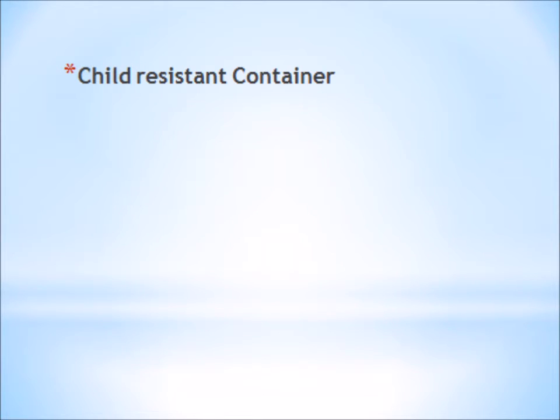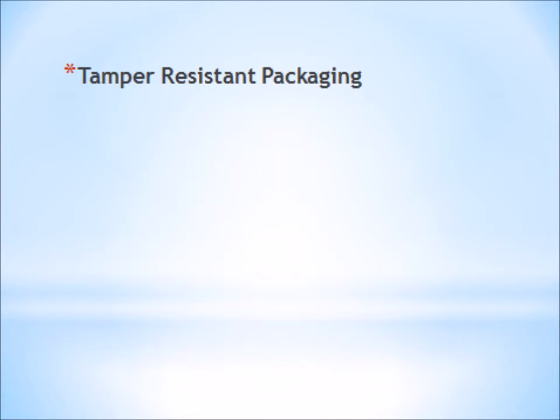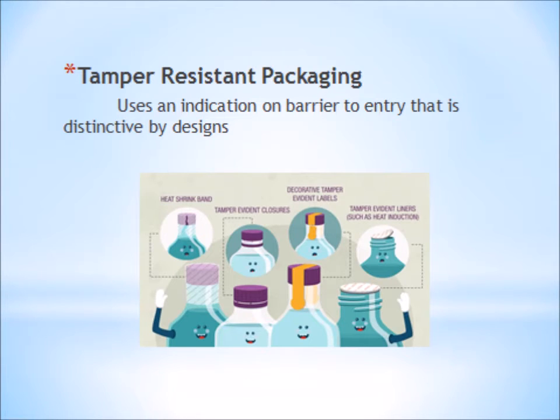Number 7. Child resistant container. One that is significantly difficult for children under 5 years of age to open or to obtain a harmful amount of its contents within a reasonable time, and it is not difficult for normal adults to use properly. Tamper-evident packaging uses an indication or barrier to entry that is distinctive by design.